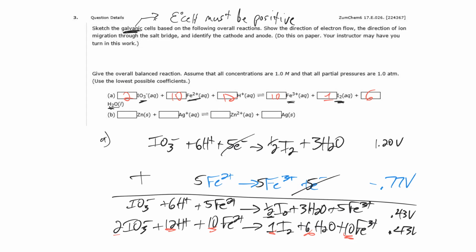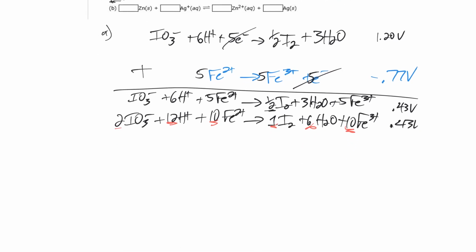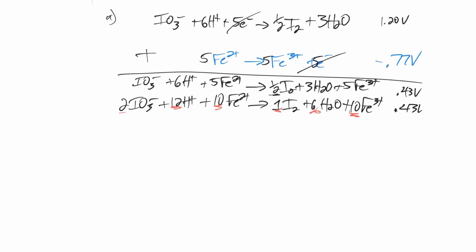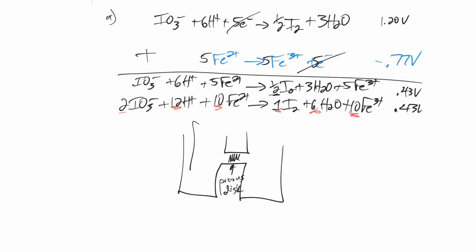In terms of a sketch, I would suggest something that shows at least an anode and a cathode, and whether you want to draw something with a porous disc or a salt bridge, I don't care, as long as you're indicating ion exchange in some way. We've got to have a stick of metal in there.